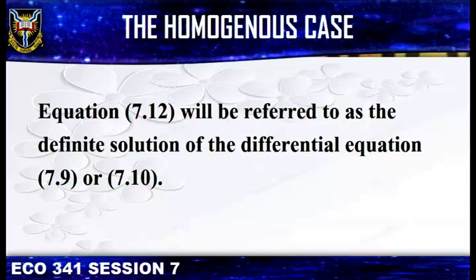Exercise. 1. Find the general solution of dy/dt plus 3t squared y is equal to t squared, where u is equal to 3t squared and w is equal to t squared. 2. Calculate the definite solution when y(0) is equal to 1 in question 1.